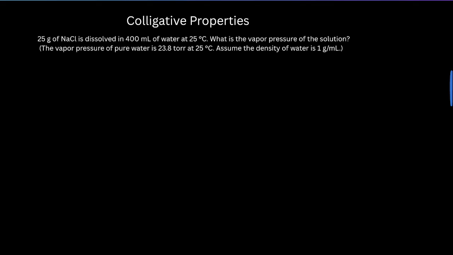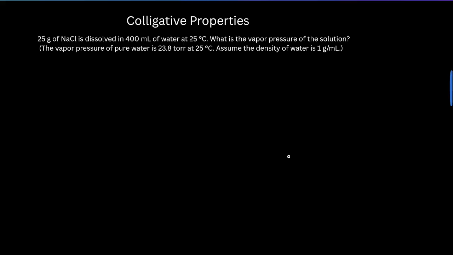All right, so in this problem, we're told that we have 25 grams of NaCl that is dissolved in 400 milliliters of water at 25 degrees Celsius. What is the vapor pressure of the solution? We're given that the vapor pressure of pure water is 23.8 torr at 25 degrees Celsius, and we have to assume that the density of water here is just 1 gram per milliliter.